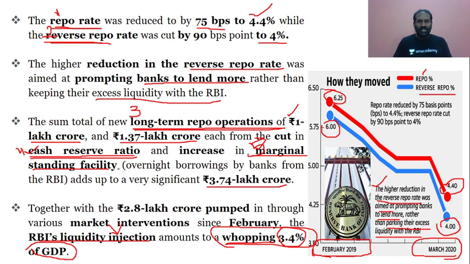all these actions or initiatives taken by RBI, the liquidity now present with the banks is equivalent to 3.4 percent of our GDP. So it is a huge amount of money, and look at the responsibility of the RBI.